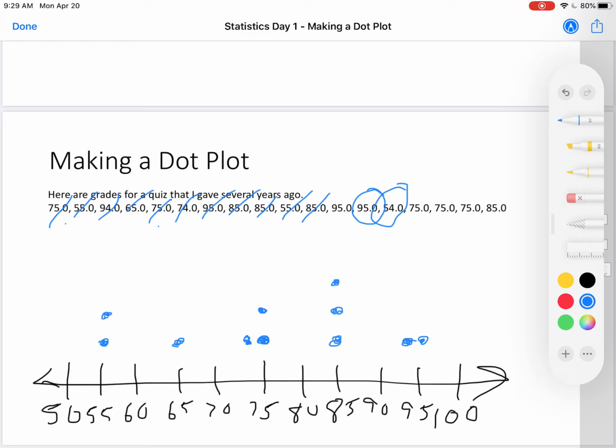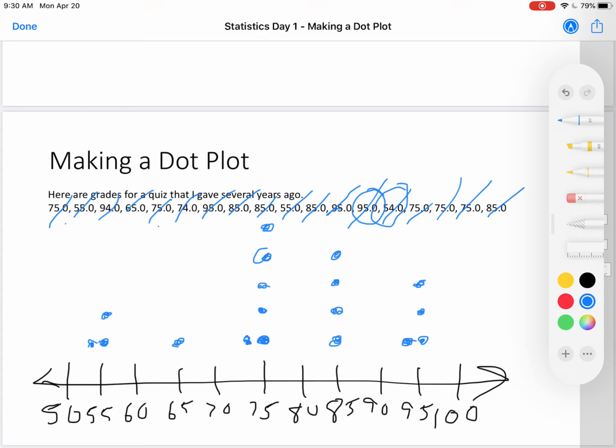85. There's my third 85. 95. Second 95. Even though it's circled, it is still a data point. 54. A little bit to the left of the 55. Make that a little bit bigger. 75. 75 again. 75 again. And 85. And that's all my dots plotted on the dot plot.